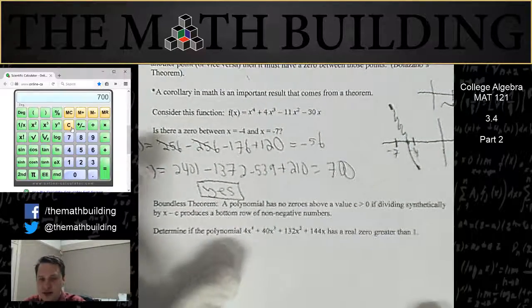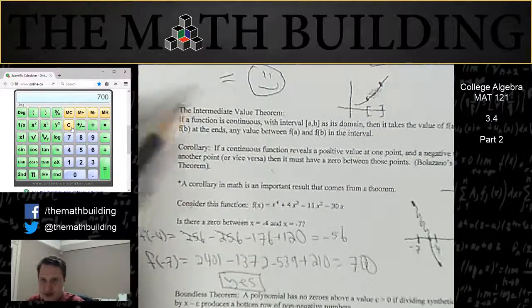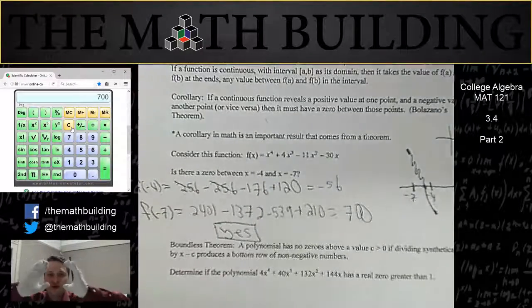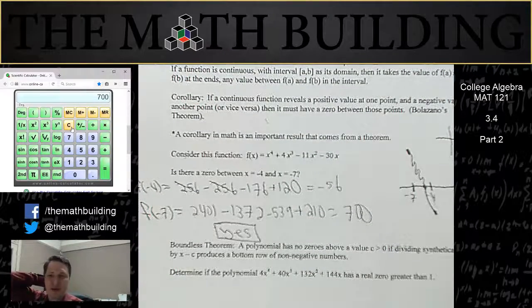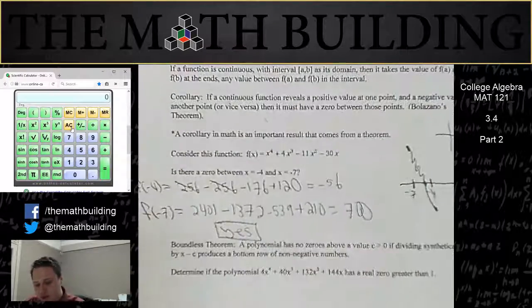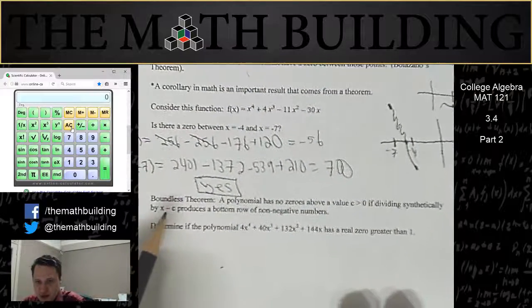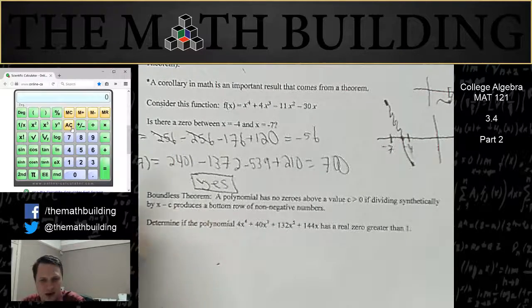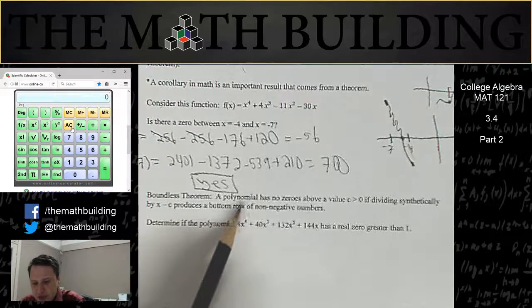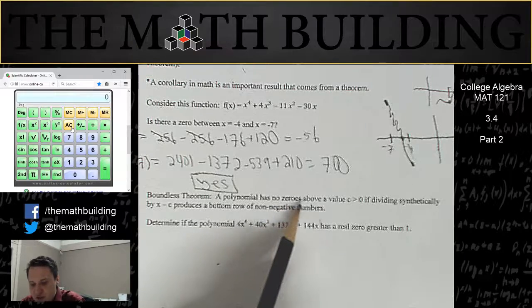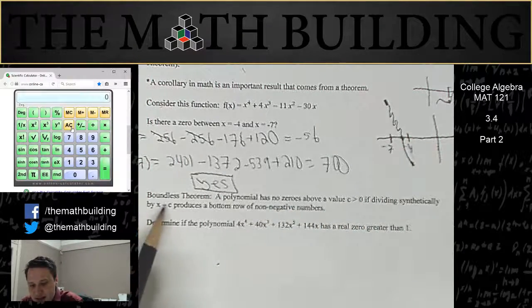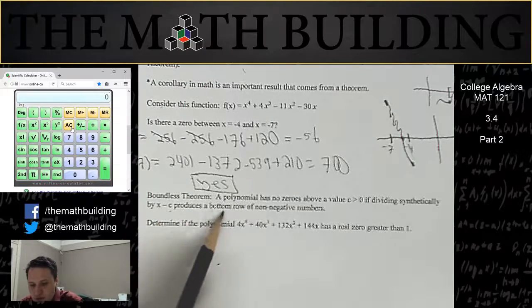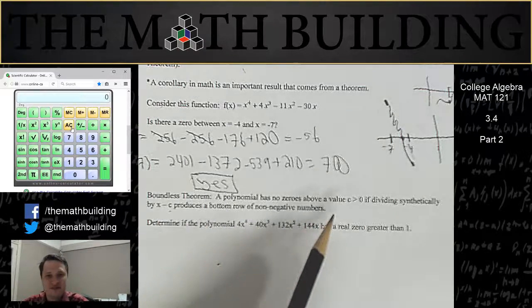So that's one application of the intermediate value theorem: it can help us hone in on our zeros. That might be useful if you have a function with a lot of zeros and you don't want to bother checking every single one. It could help narrow your choices. Here's another useful application. It's called the Boundedness Theorem. I'm not going to prove it, but it says a polynomial has no zeros above a certain value if dividing synthetically by x minus that value produces a bottom row of non-negative numbers.